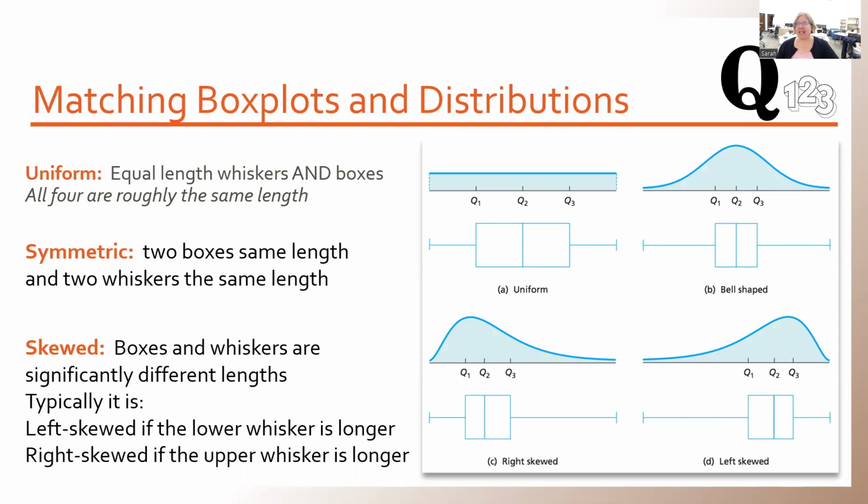If the box plot is standing upright, like it does in Excel, then the way that we tell is if the upper whisker is longer, it's right skewed. So that's where the bigger values are. And if the lower whisker is the longer one, then it is left skewed.